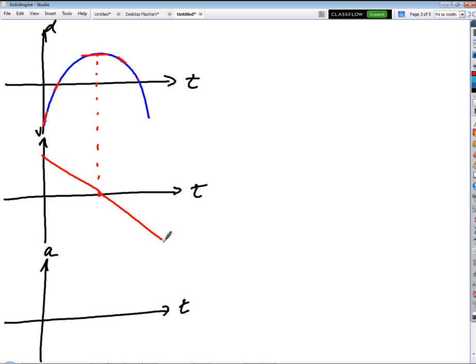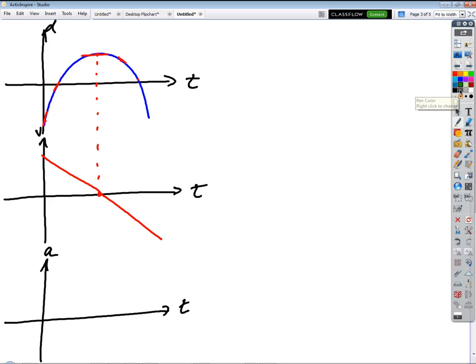Okay. Right? Okay, so then what about the acceleration time graph? Olivia, what do you think? So that's got to be, remember, the slope of the blue gives us the value of the red, right? I should say the slope of position gives us the value of velocity. So the slope of velocity gives us the value of acceleration. What can you tell me about that slope? Negative and constant, right.